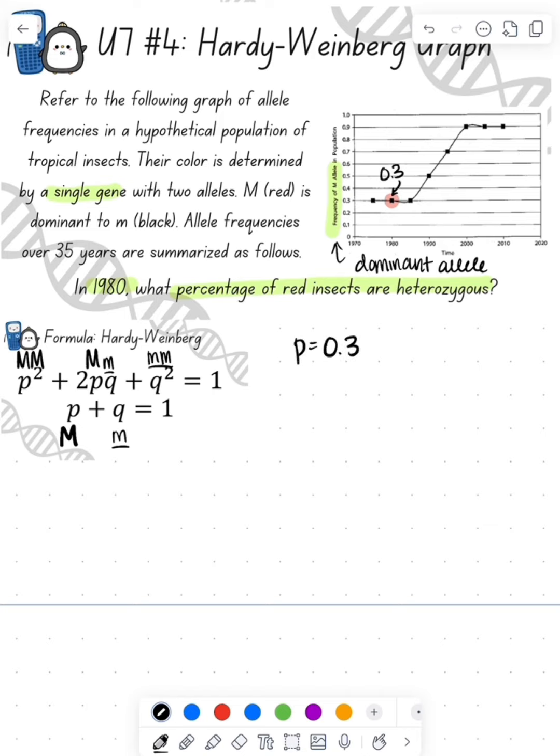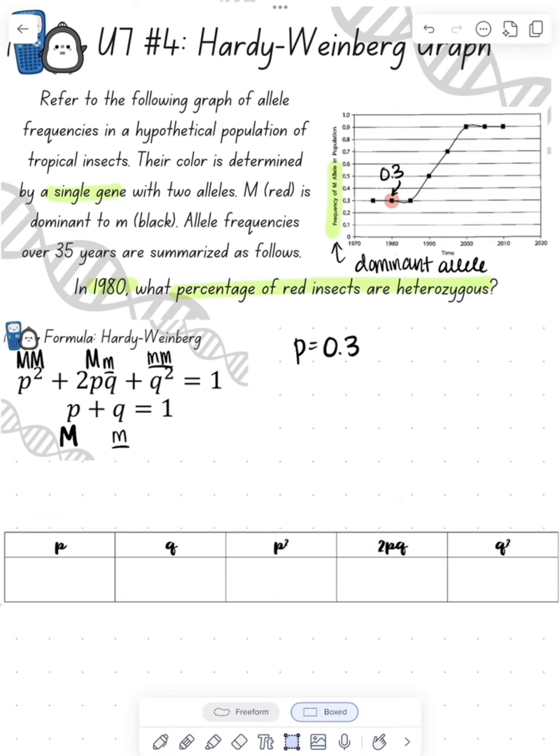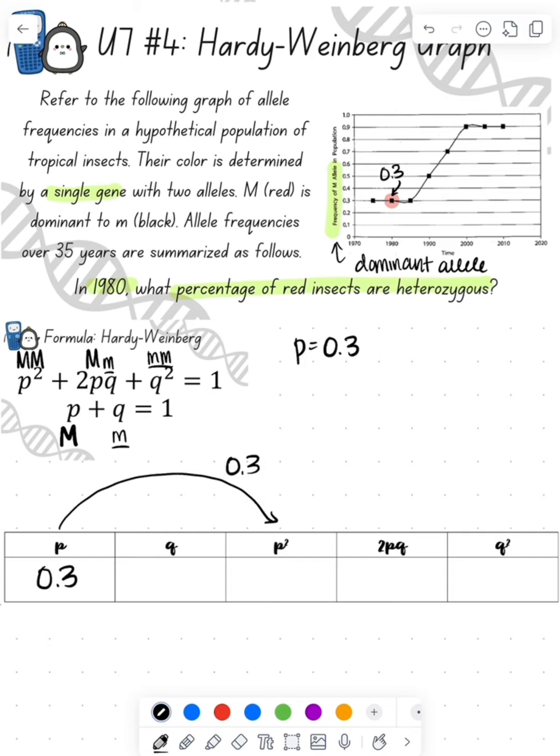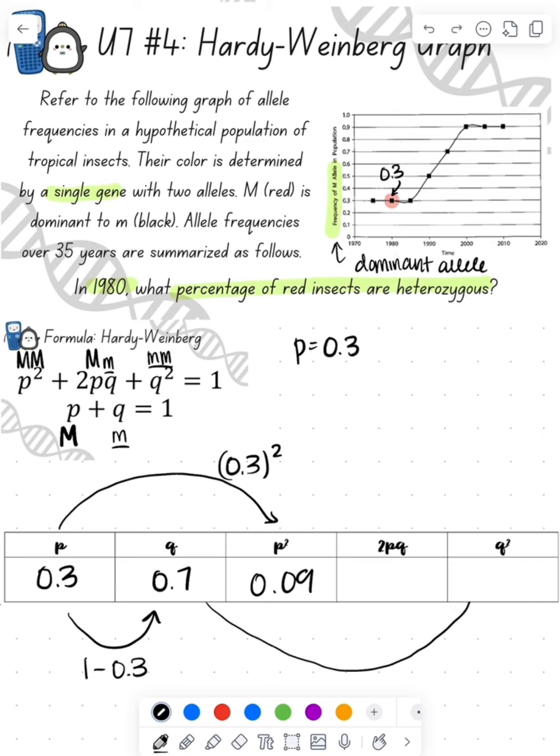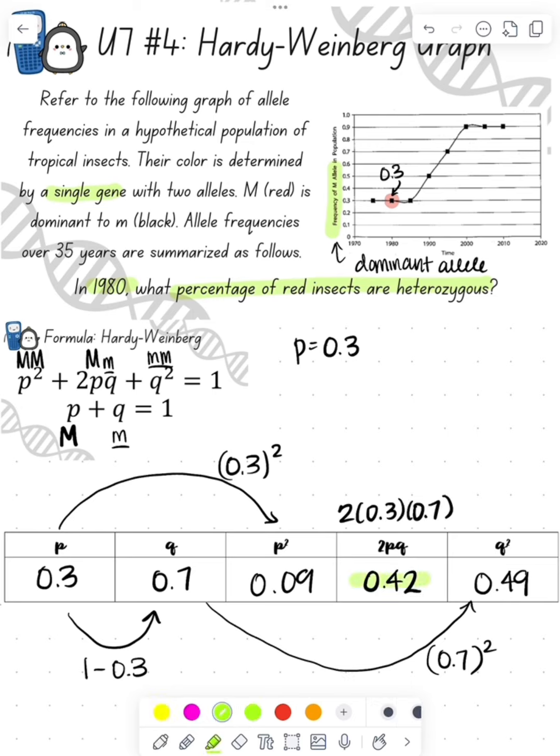So based on the chart, we know that p is equal to 0.3. I always use a chart when I solve this problem, so I'm going to go ahead and fill in 0.3 for our p value, knowing that p² is going to give me p². So 0.3 squared gives me 0.09. p + q = 1, so 1 minus 0.3 gives me 0.7, which is my q value, which then if I square that, I can see that my q² value is 0.49. So if I sub in 2 times p times q, that will get me 0.42. So I know that 42% of the population is heterozygous.